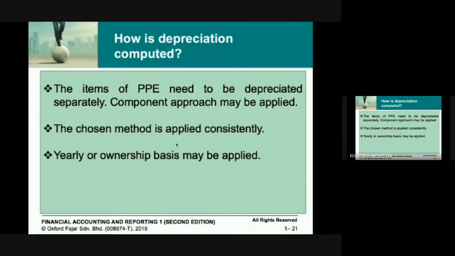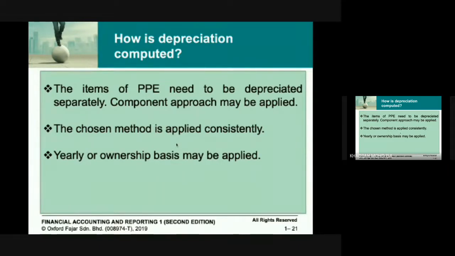When I say that PPE needs to be depreciated separately, it means that if you have a building, the depreciation of building 1 will be computed separately from the depreciation of building 2. Motor vehicle 1 and motor vehicle 2 will be computed separately. But if you have a lot of assets under the same values, individual assets that could be grouped as one, you may apply the component approach, whereby this whole group of assets will be given the same depreciation rather than each item. They will be treated as a component.